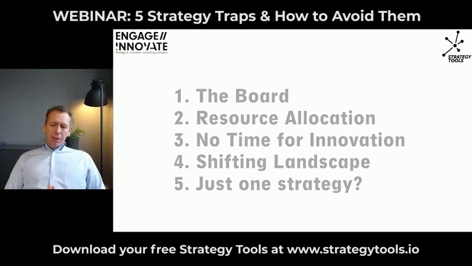The 5 strategy traps that we've identified are, number 1, the board. Number 2, resource allocations. Number 3, the lack of time and interest for innovation. Number 4, the shifting landscape. And then number 5, and I think maybe this is the most important one, do we only have just one strategy, or do we have multiple strategies? And we'll get into that a little bit later. So those are the 5 traps.